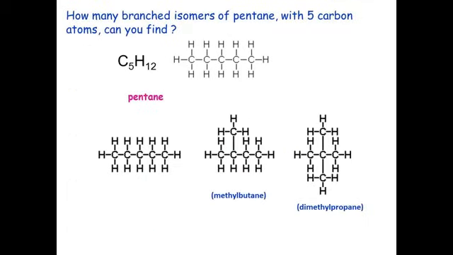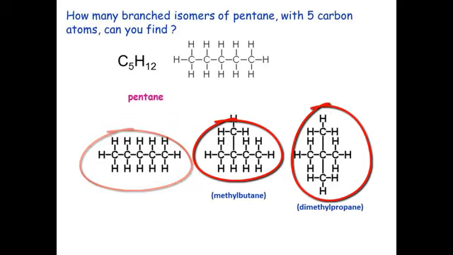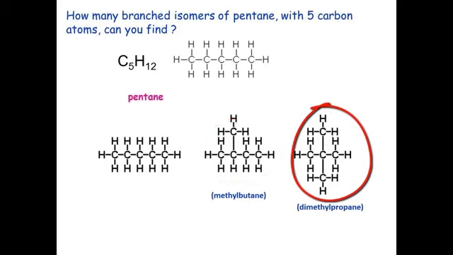Let's have a look at pentane. Pentane has 5 carbon atoms and it forms 3 isomers. There is a straight chain isomer, a branched, and one which is branched even more. You will be expected to be able to draw these structures.